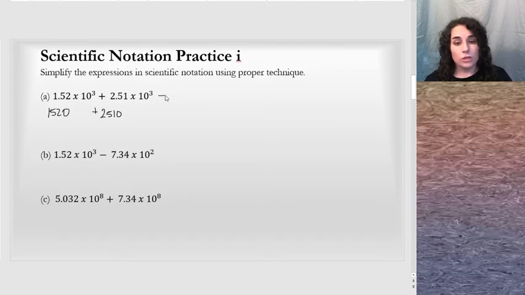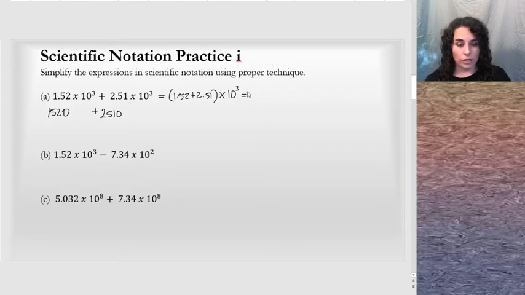But the trick for doing this in scientific notation is to add the 1.52 plus a 2.51. And then we're just adding those, and they're both times 10 to the third power. So really all we have to do is add those two front numbers and then tack on the times 10 to the third in here.